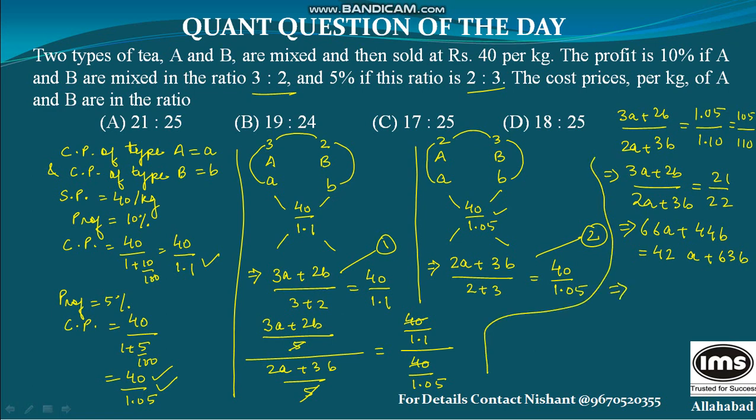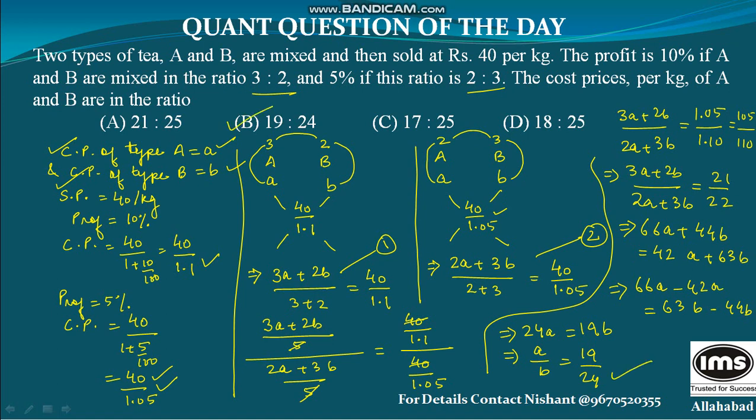This finally gives me 66A minus 42A is equal to 63B minus 44B, which gives me 24A is equal to 19B. Therefore, A by B will be 19 by 24. Small a is the cost price of A, as we have assumed, and small b is the cost price of B, as we have assumed. So the ratio of the two cost prices A and B will be 19:24. Hence the answer to this question should be option number B.